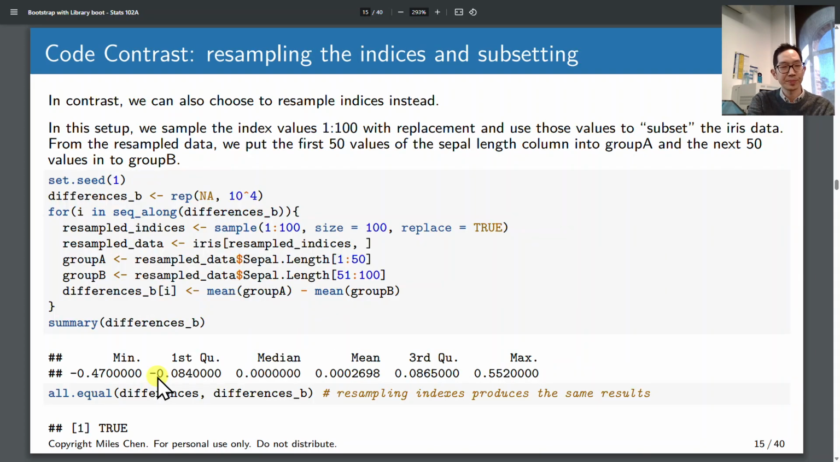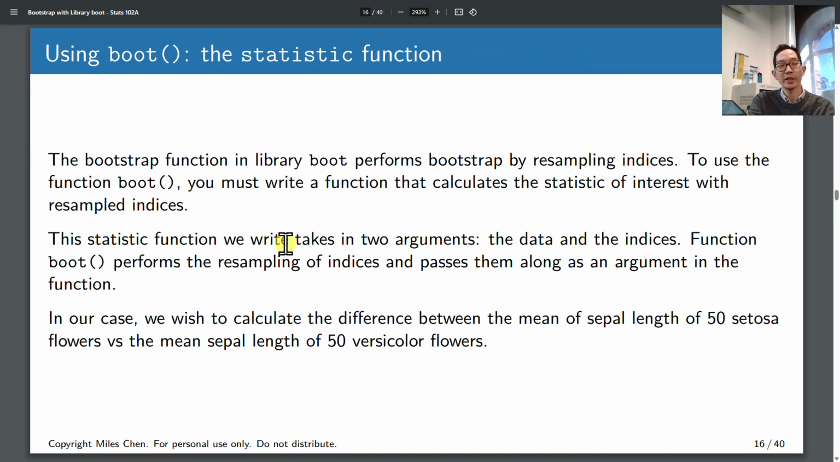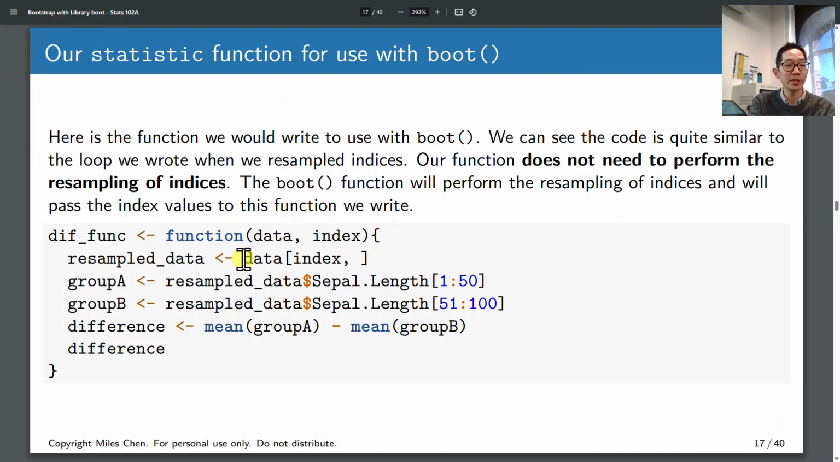This is very similar to the earlier code, where I have my resampled data by taking iris and subsetting to the resampled indices. Here we're doing the same kind of thing. I take these arguments, data and index, and subset my data based on the resampled indices. I get group A and group B, the first 50 and the next 50, calculate the mean of each, take the difference, and return that. So that's going to be the statistic function.